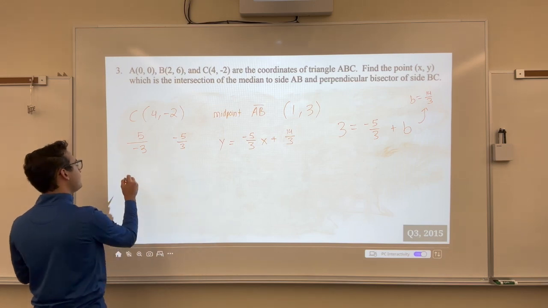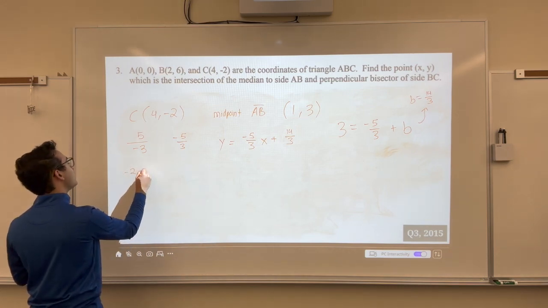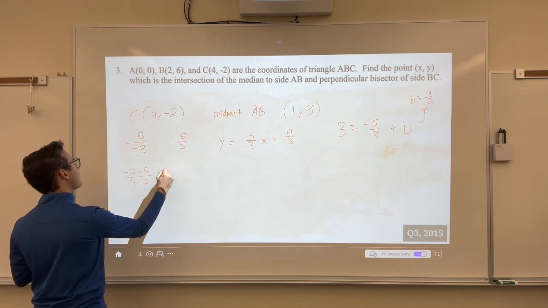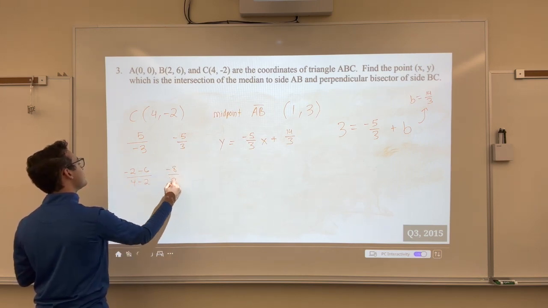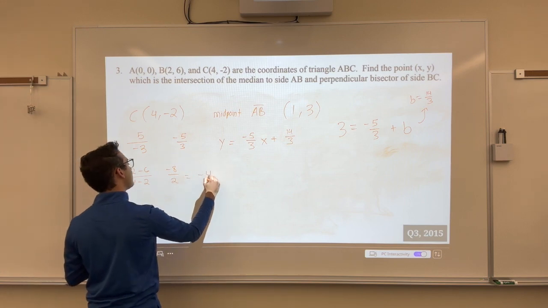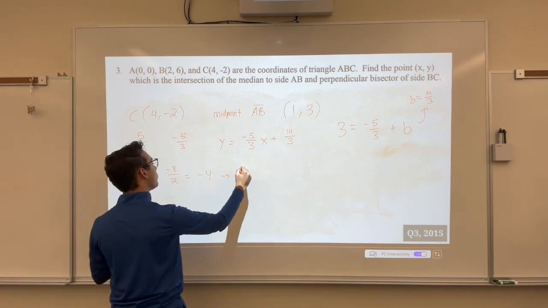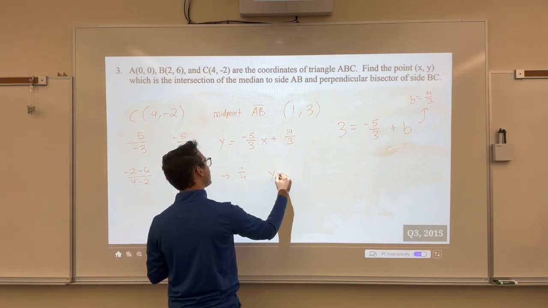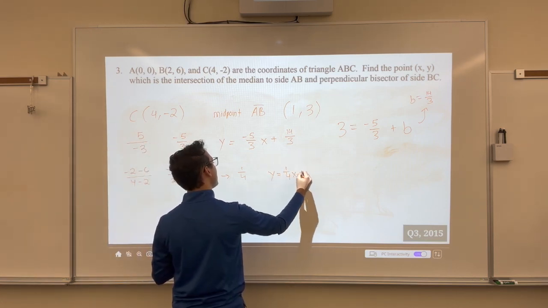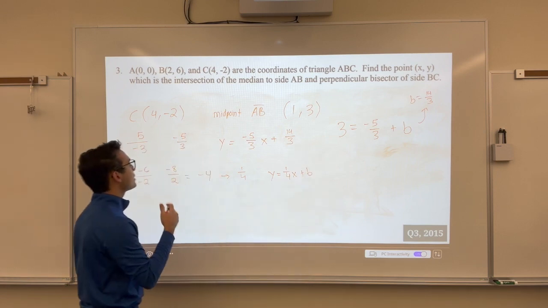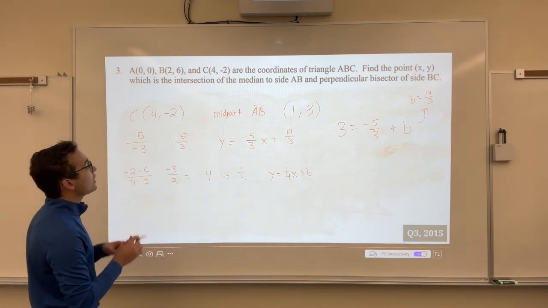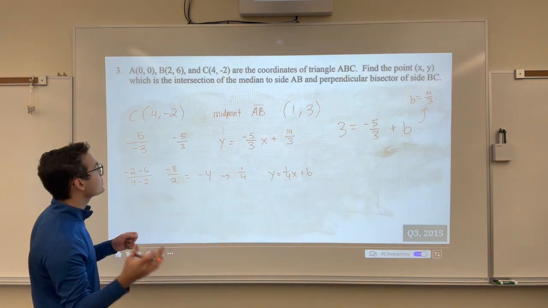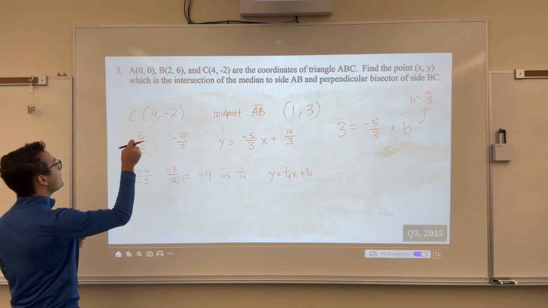BC, the change in y would be -2 minus 6. The change in x would be 4 minus 2. So we're left with -8 over 2, which is equal to -4. Opposite reciprocal would be 1/4. So we know that the equation looks something like y equals 1 over 4x plus b. Now we can solve for b, but before we do that, we need to find the midpoint that this perpendicular bisector runs through. So we have the points B and C.